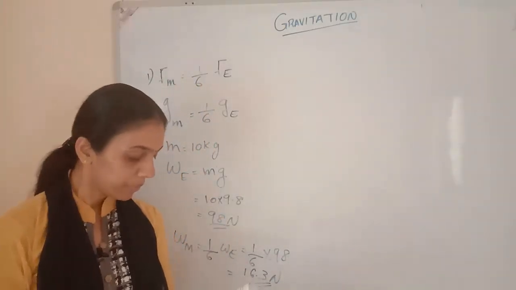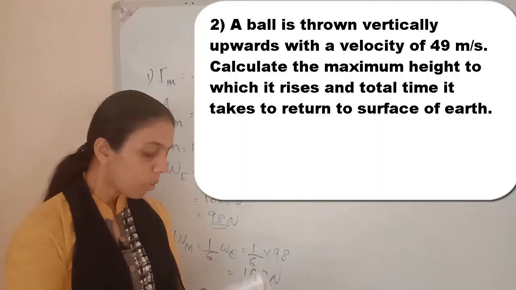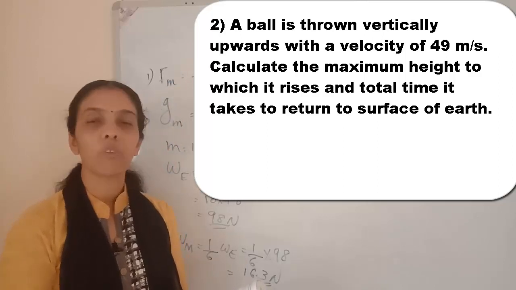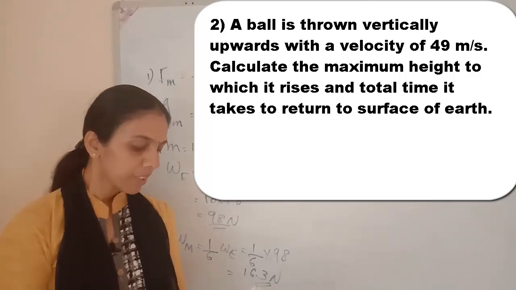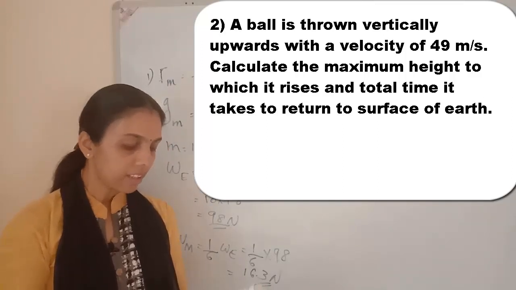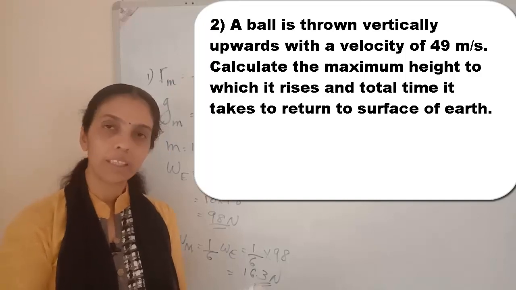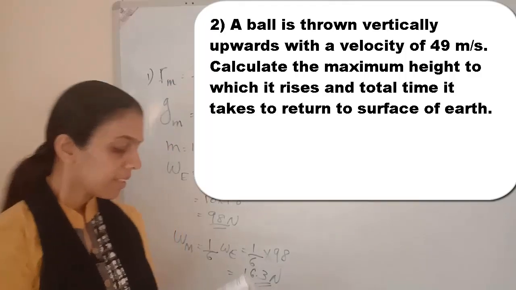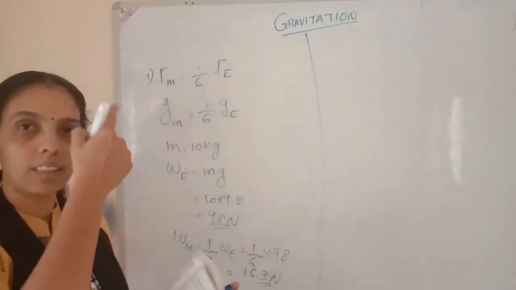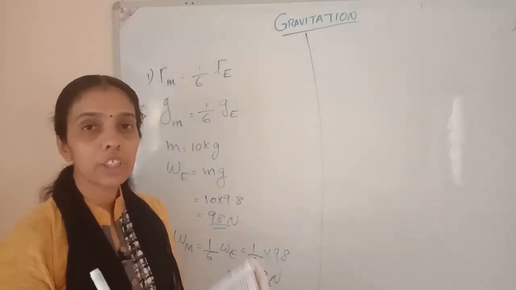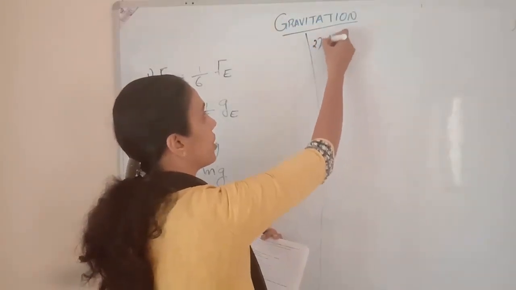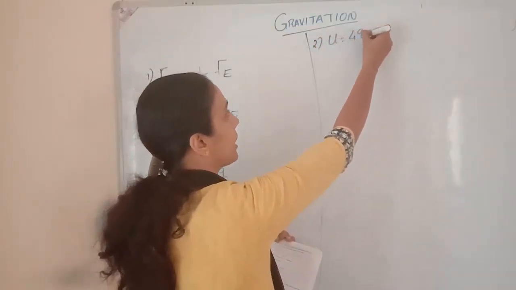Okay, so the next question is, a ball is thrown vertically upwards with a velocity of 49 meter per second. Calculate maximum height to which it rises and the total time it takes to return to the surface of earth. It's thrown with a velocity, which means initial velocity is given as 49 meter per second.